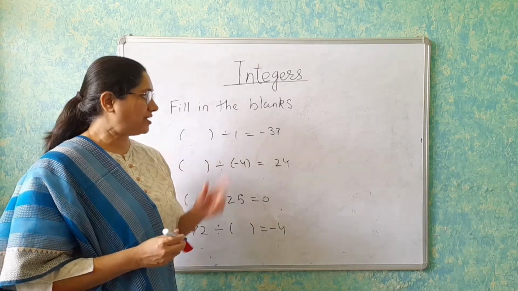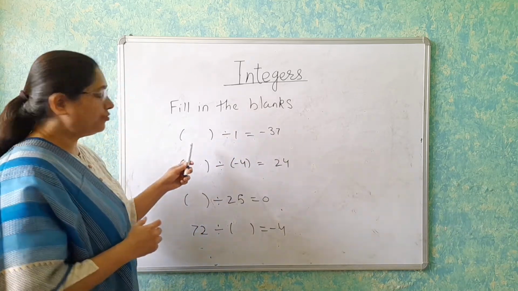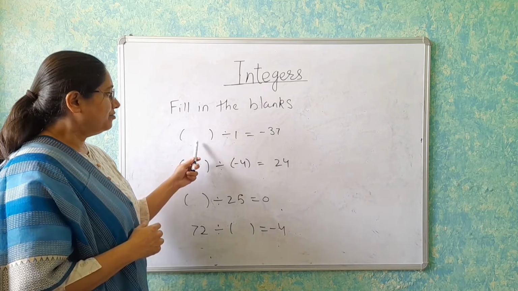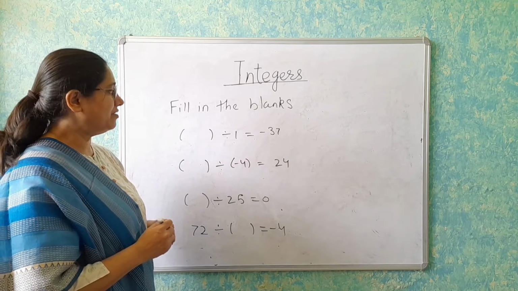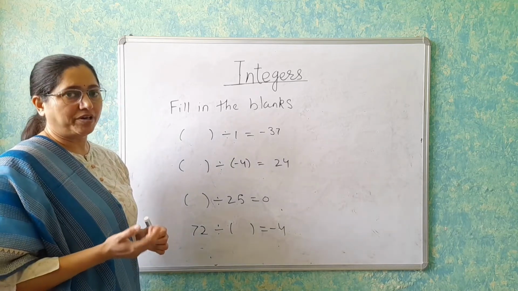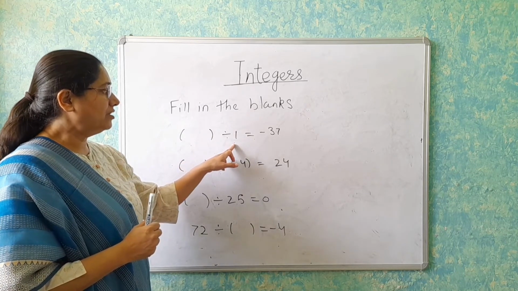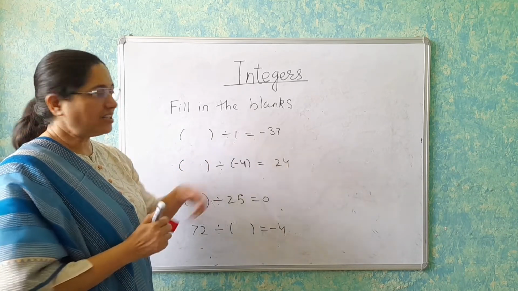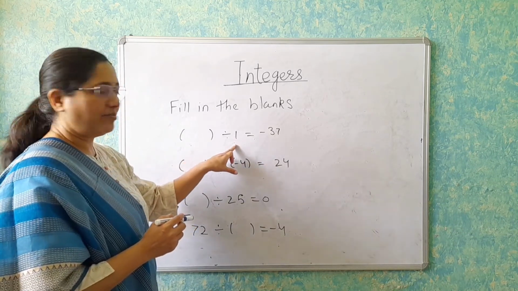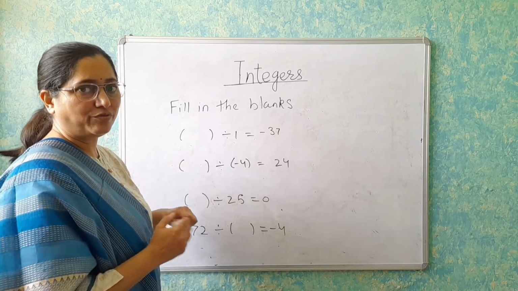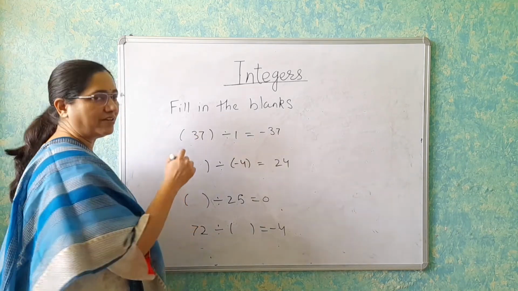Let's move to our last segment of the chapter. Fill in the blanks. Now you have to find out the dividend which is divided by 1 and the answer is minus 37. I explained you the properties of division of integers. If you divide any integer with 1, the answer is always integer itself. It shows that 37 is divided by 1 and answer is therefore 37. So our answer is 37.